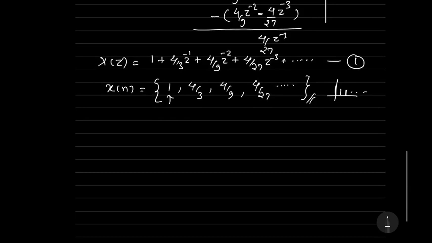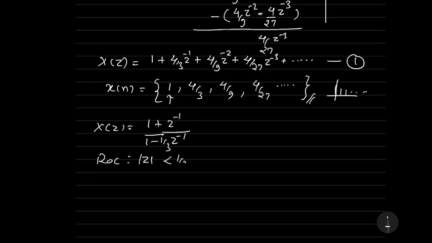Next case, when the signal is non-causal. That is, x of z is (1 plus z to the power minus 1) upon (1 minus 1 by 3 z to the power minus 1), when the ROC given is mod z less than 1 by 3. That is a non-causal sequence. This is a non-causal signal. Why? Because the ROC is the interior of the circle, so we will get positive powers of z.